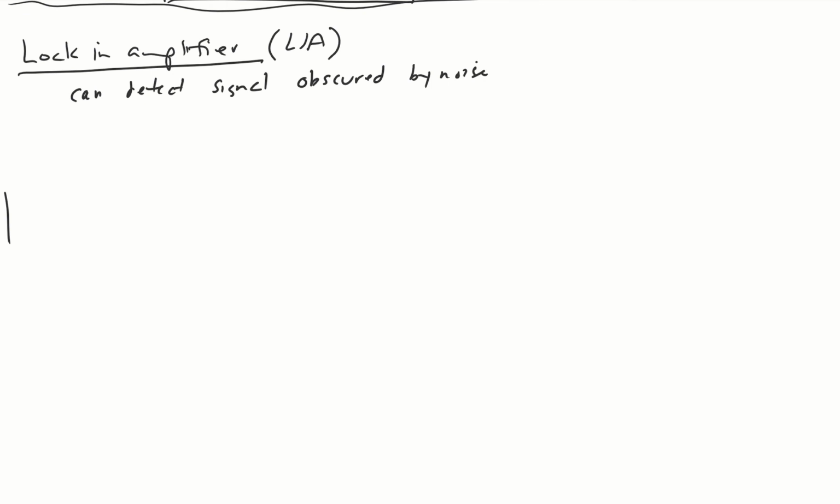You're going to be taking advantage of your signal's periodicity or its frequency dependence versus the random aspect or the different frequency dependence of your noise. So this is able to detect signals that there's no way you would have been able to detect in lab 3 or 4 with your signal to noise ratios.